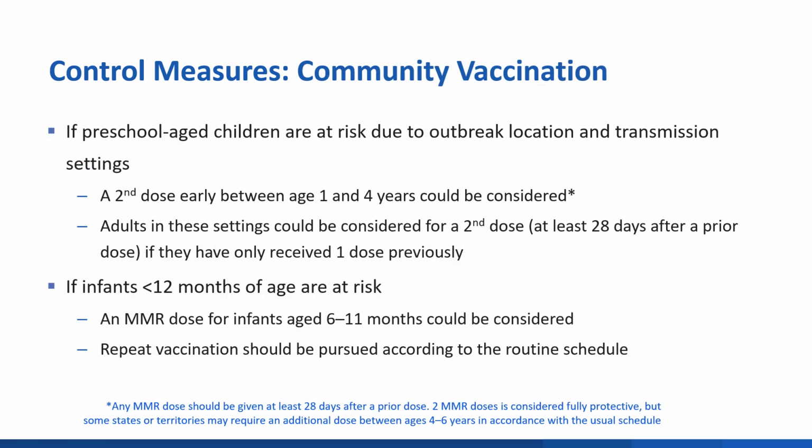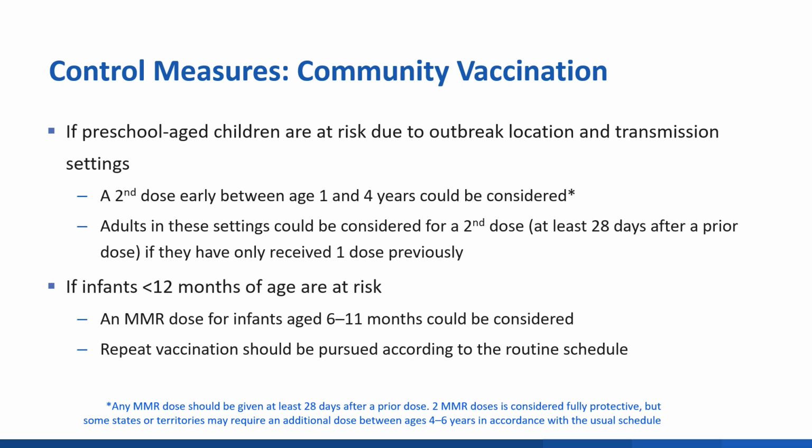And another control measure is community vaccination to prevent outbreak spread. So if preschool-age children are at risk due to a measles outbreak location and transmission setting, a second dose early between the ages of 1 and 4 years could be considered. And this would be a second dose before the typical second dose is given according to the routine schedule between 4 to 6 years of age. And adults in these settings, such as daycare settings or other educational settings, could be considered for a second dose at least 28 days after any prior dose if they've only received one dose previously.